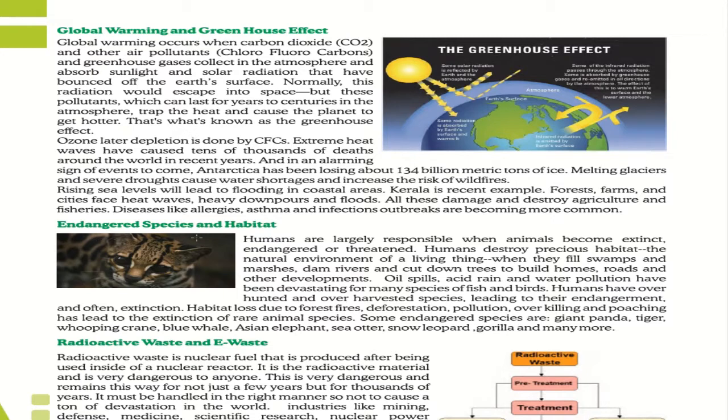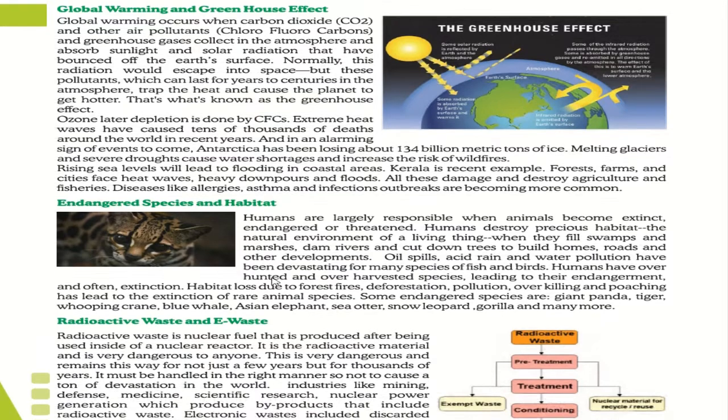Okay, endangered species and habitat. Humans are largely responsible when animals become extinct, endangered, or threatened. So humans destroy precious habitat, the natural environment of a living thing, when they fill the swamps and marshes, dam rivers, and cut down trees to build homes. Alternatively, what happens is that we harm our animals. So we should not harm our animals.